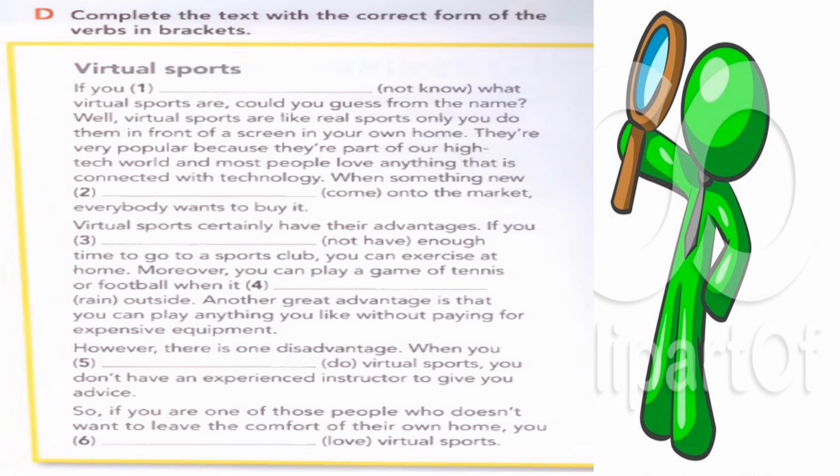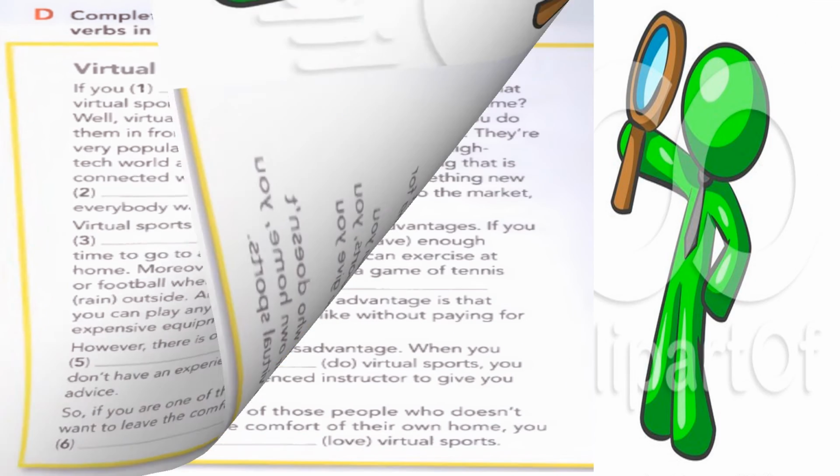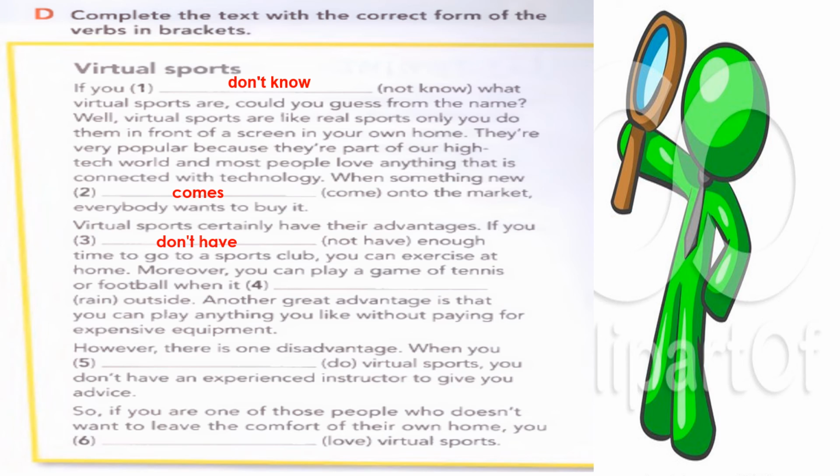Activity D. Complete the text with the correct form of the verbs in brackets. Now let's discuss the answers. Number 1. The answer is don't know. If you don't know what virtual sports are, could you guess from the name?